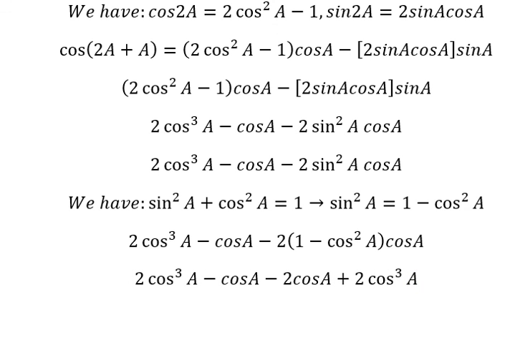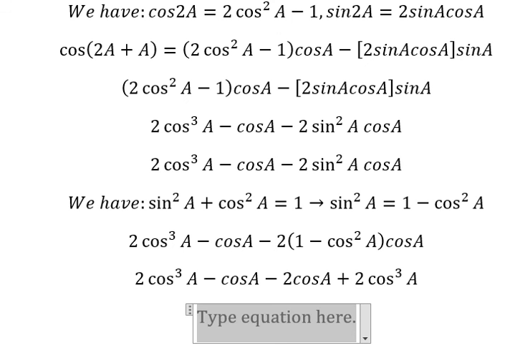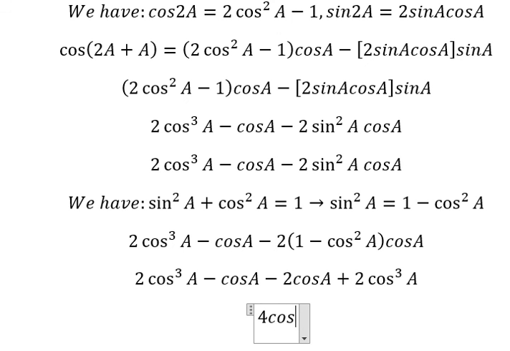Now we simplify, and we have 4 cos³A − 3 cos A. And this is the final answer.